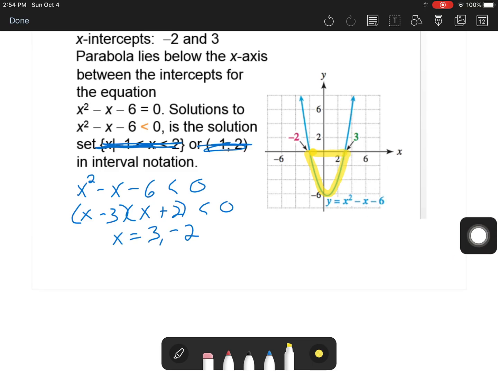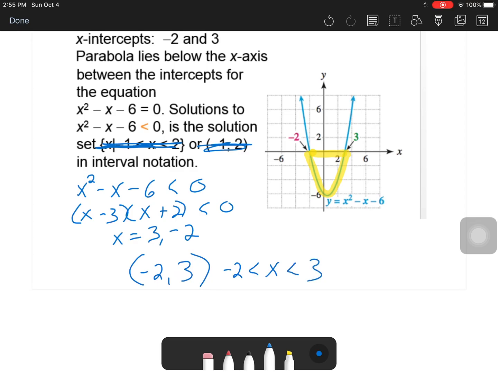So my solution set would be (-2, 3). And because it's not or equal to, I would just go parentheses. The other thing you could do, just like this, between -2 and 3. So we could have, I guess, the set of x such that we could put it in set builder notation like that, but probably easiest just to have it in interval notation. They tried to show us that here, but they picked the wrong two numbers for whatever reason. Okay.